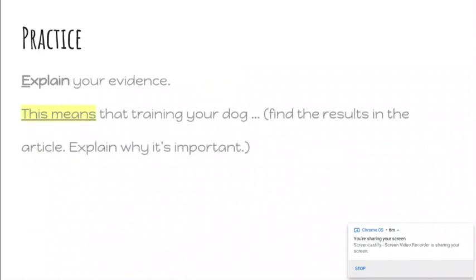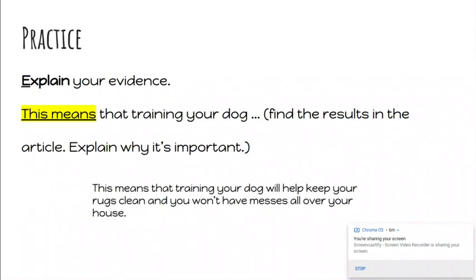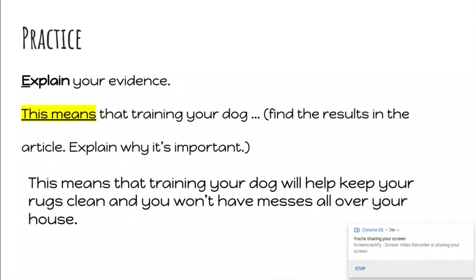The last one we're going to do is explain. So this is where you use a sentence starter like this means that training your dog, okay? And you find the results in the article and explain why it's important. So if you go back to your article, the last two sentences actually talk about why it's beneficial to train your dog to go potty outside. So if you go back to those last two sentences, this is how you can write your final sentence. This means that training your dog will help keep your rugs clean and you won't have messes all over your house.